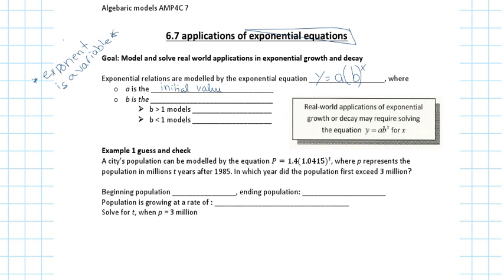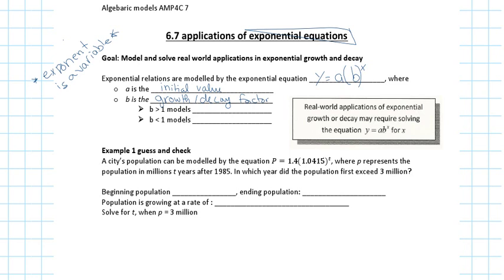B is what we call the growth or decay factor. So we have two options. It's going to be either growth factor or decay factor.